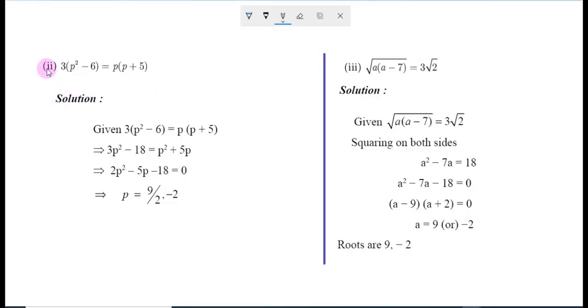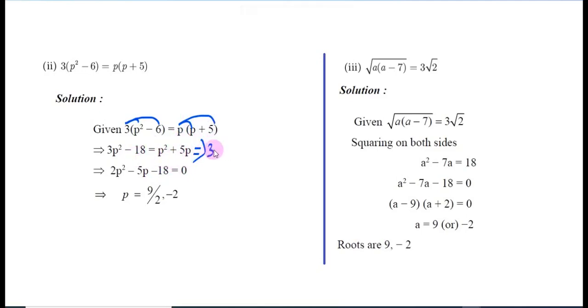Okay, now subdivision 2. 3 into p square minus 6 equal to p into p plus 5. Okay, so the given quadratic equation, 3 into p square minus 6 equal to p into p plus 5. So multiply by 3. So 3p square minus 3 into 6 equals p into p square plus 5p. Understood?